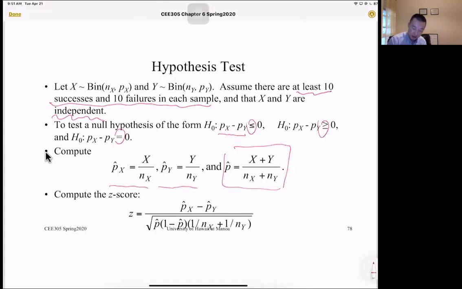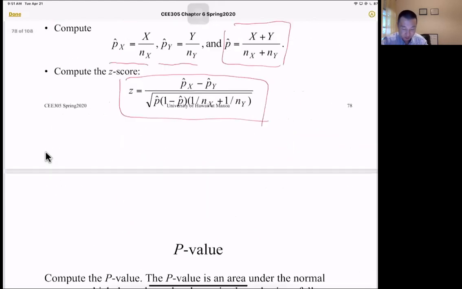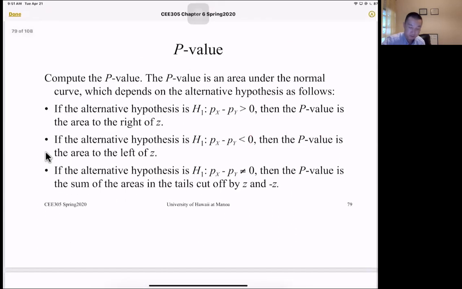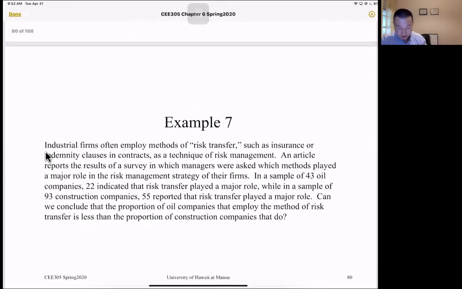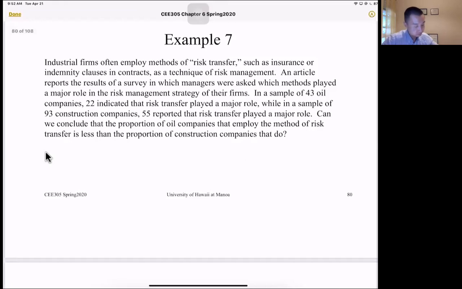And then we calculate the z-score. The z-score is this. The setup of each one will be almost exactly the same. Px minus py larger than 0: the p-value is to the right of z. Less than: to the left. Not equal: two tails cut off. All right, so that is the last example for today.